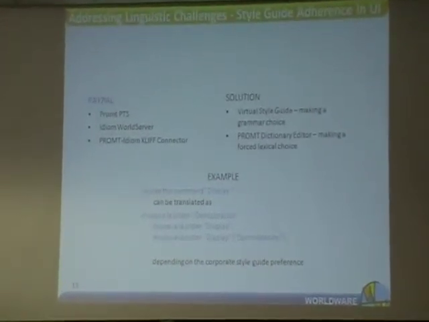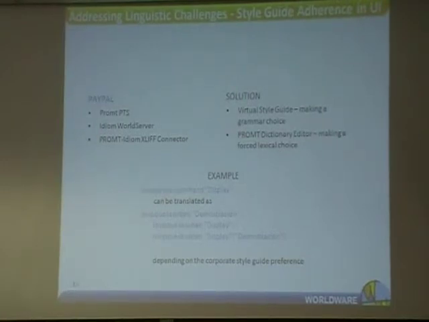So here, just by making a forced grammatical choice, "invoke the command display" can be translated multiple different ways. You can translate, not translate, or display both the source and the translation. And this is where you can explicitly import the company's style guide, either global or locale-specific, and make the engine make the choice that suits the client best.